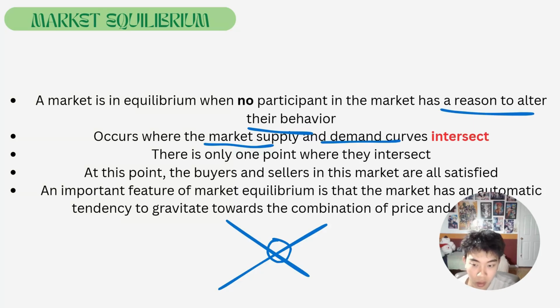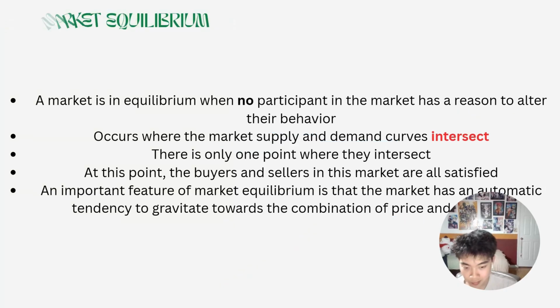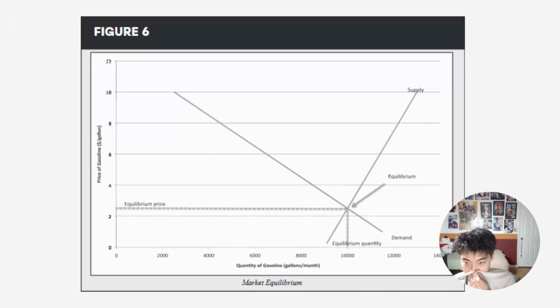An important feature of market equilibrium is that it tends to gravitate towards a combination of price and quantity. And this graph shows where equilibrium is. So remember, demand is negative sloping, supply is positive. The point where they intersect is called our equilibrium.